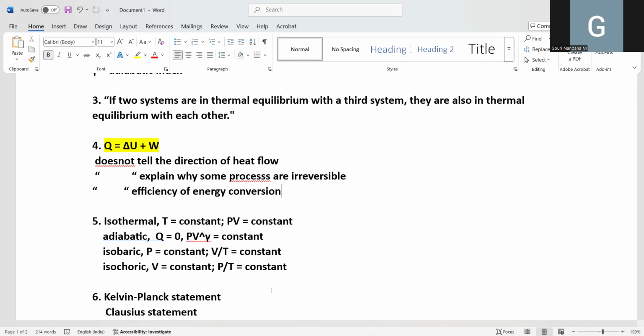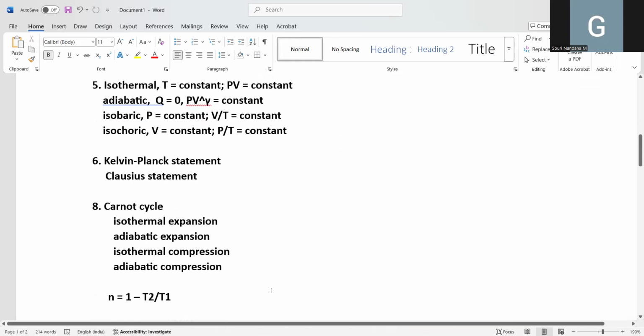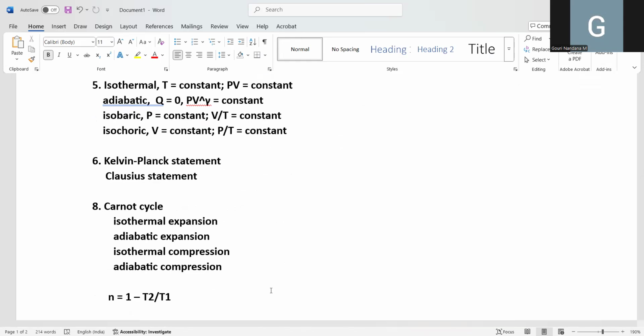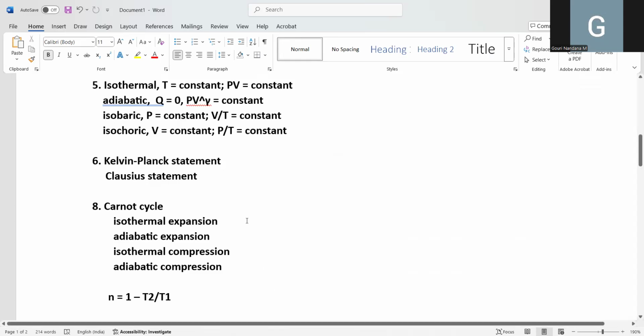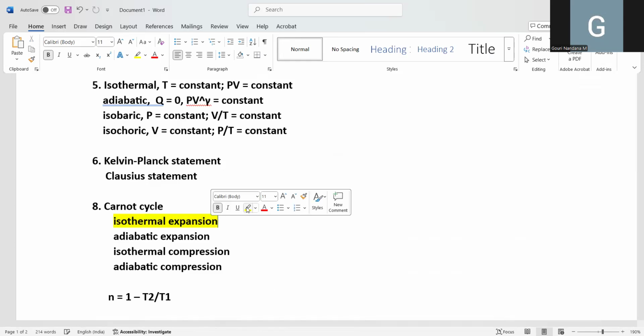Next question is, explain Carnot cycle, use the indicator diagram to calculate its efficiency. So Carnot cycle has 4 steps. Isothermal expansion, adiabatic expansion, isothermal compression, and adiabatic compression. So these are the 4 steps. Isothermal expansion means heat is absorbed from the source. So from a source, heat is absorbed. That is isothermal expansion.